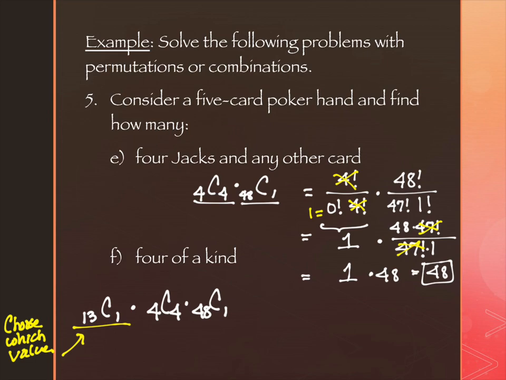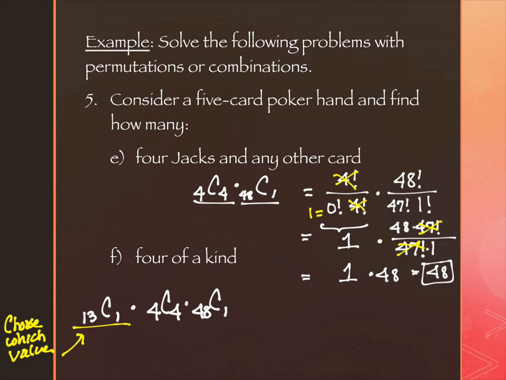What was our number? 48, right? 48. There are 48 hands that are 4 jacks. How many hands are going to be 4 sevens? 48. How many hands are going to be 4 kings? 48. How many are going to be 4 threes? 48. There's going to be 48, all of them.